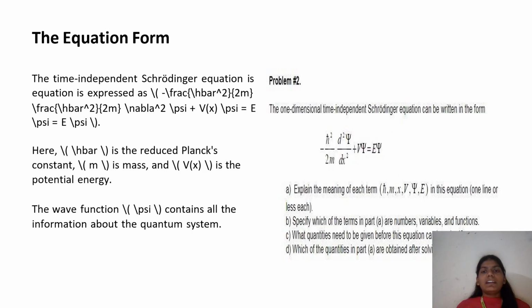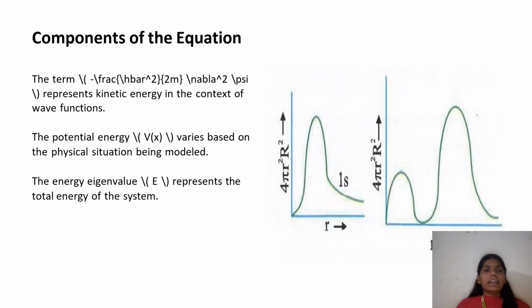The one-dimensional time-independent Schrödinger's equation can be written in the form: minus h-bar squared by 2m d squared psi by dx squared plus V psi equals E psi. Here, h-bar is the reduced Planck's constant, m is mass, and V is the potential energy. The wave function psi contains all information about the quantum system, and these are the components of the equation.